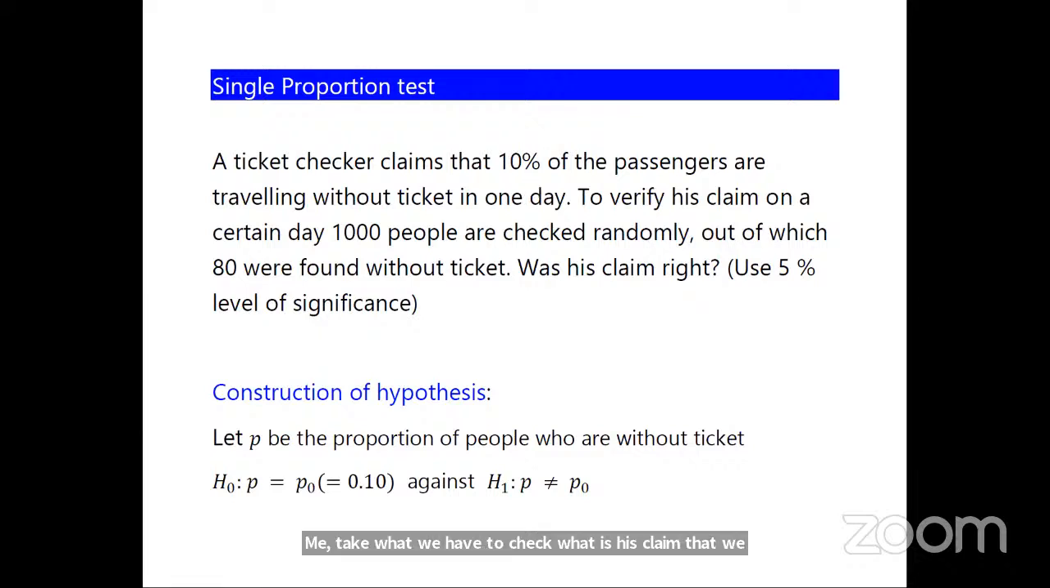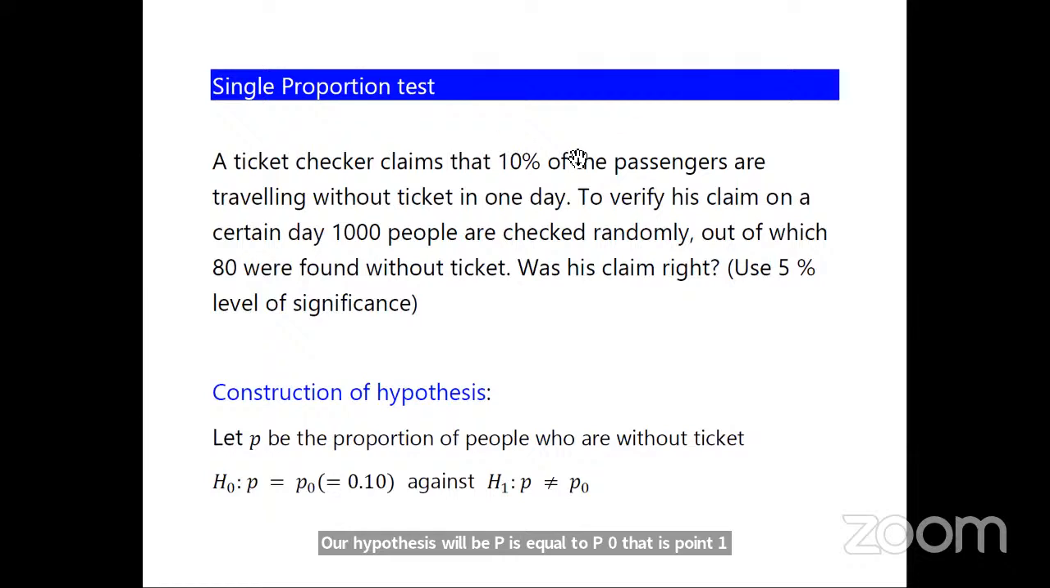So this is the value of P0, the specified proportion, that we have to check the claim. This is 0.1. The ticket checker, or TC, is saying that 10% of the passengers are traveling without ticket, isn't it? It is his claim, and that we want to verify. So obviously our P is equal to P0. Our hypothesis will be P is equal to P0, that is 0.1, 10% of the passengers only.